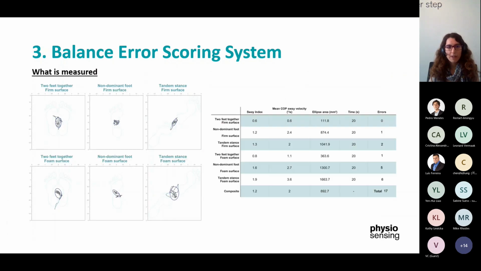After performing all the conditions of the protocol, the following results appear with the trajectory of the center of pressure for each condition, and also several parameters that you see here. This is just to give a global view of the results. So now let's understand the meaning of each one.